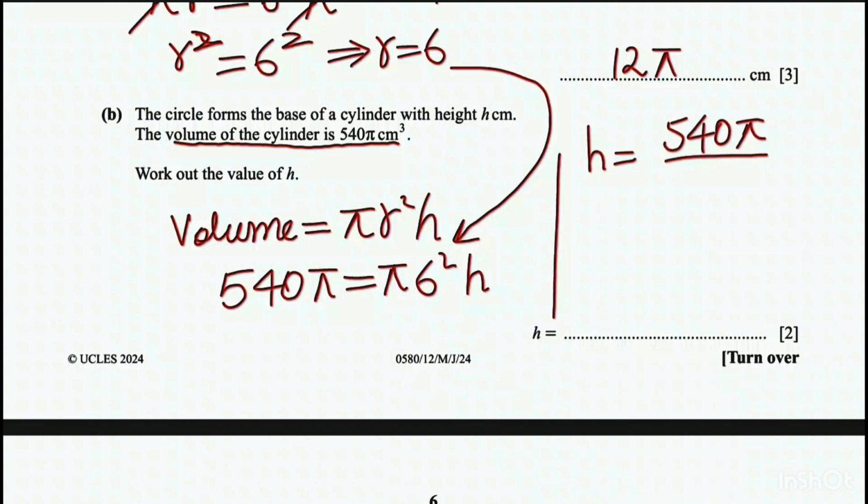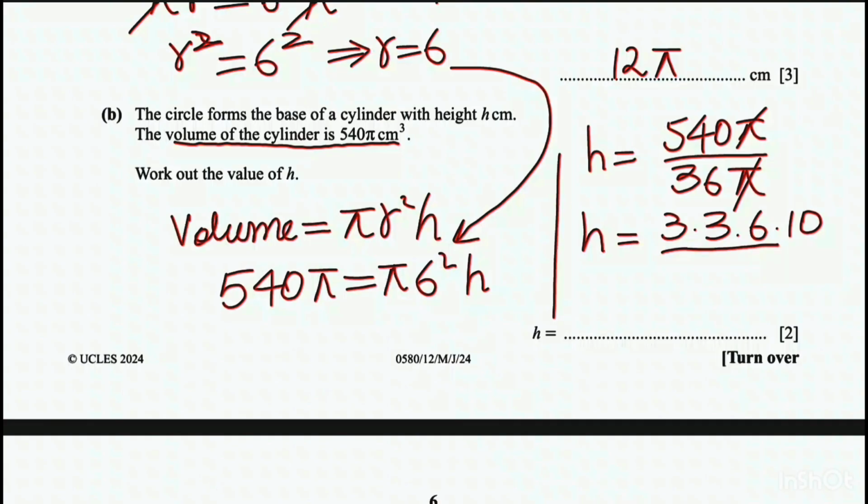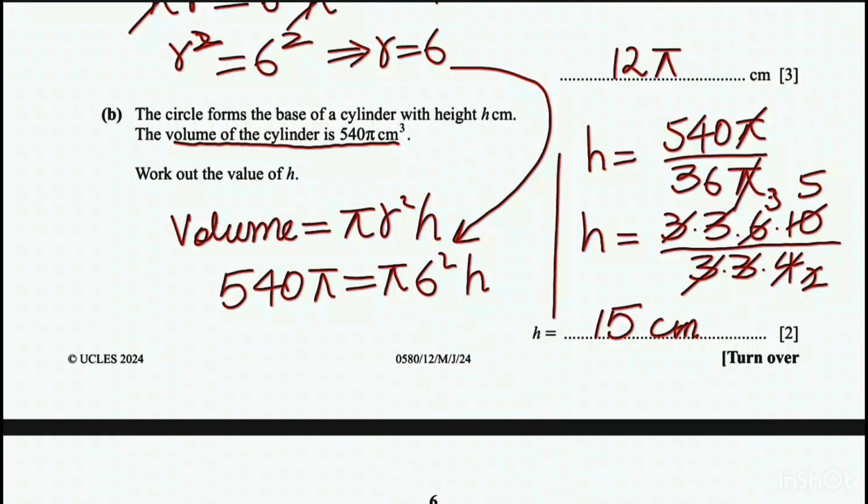Pi cancels pi. We now factorize them as prime factorization. 3 multiplied by 3 is 9. 9 multiplied by 6 is 54. 54 multiplied by 10 is 540. Divided by 36, which is 2 times 3 times 3 is 9, 9 multiplied by 4 is 36. So this is just factorized. Both 3s from numerator and denominator cancel. 2 2's are 4, 3 2's are 6, and 2 cancels 10 by 5. So the final form here, we have h is equal to 15. Height of this cylinder is 15 centimeters.